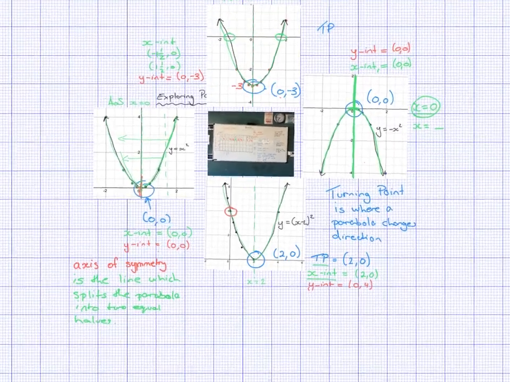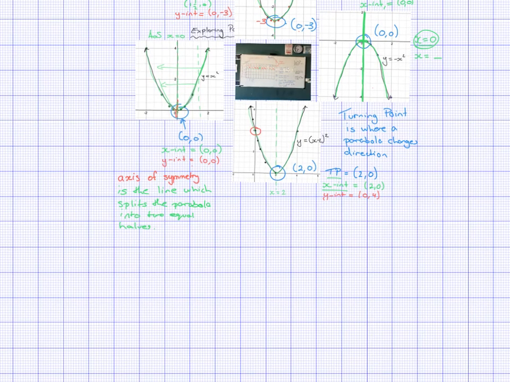All right, so to recap, the important information you need to be able to identify after today's lesson is, first one is turning point. Second one is x-intercepts. Third one is y-intercepts. And the fourth one is the axis of symmetry. If you can identify all of those four things off a graph by the end of today's lesson, consider yourself successful.